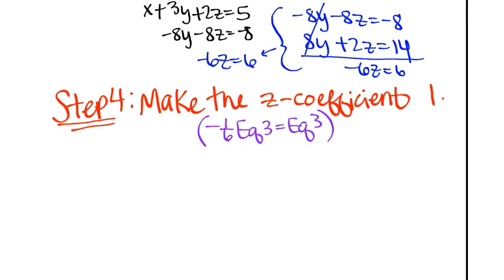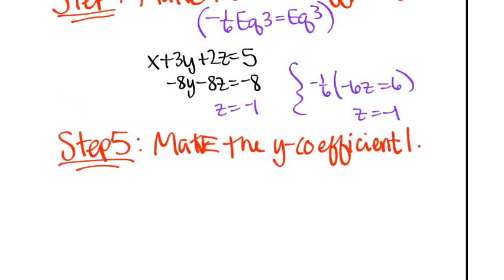So in order to make that z coefficient 1, you have to multiply by negative 1/6 times equation 3. That gives you your new equation 3. So we are almost in triangular form, which means the last thing we have to do is make the y coefficient equal to 1. And again, we're going to multiply by a non-zero real number in order to do that. Negative 1/8 times equation 2 to give me my new equation 2.